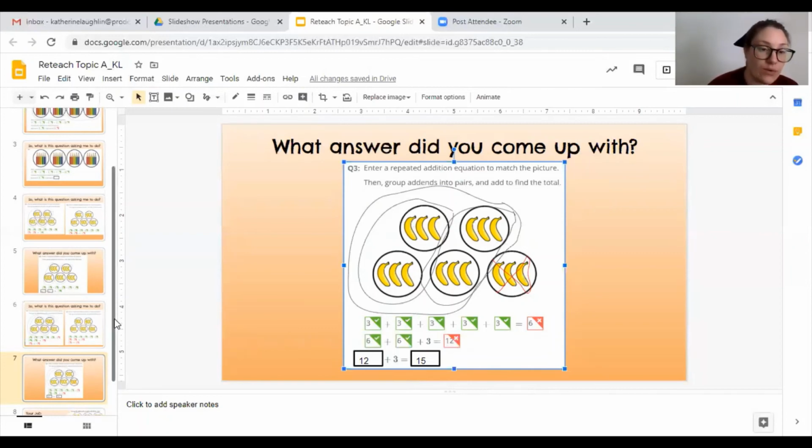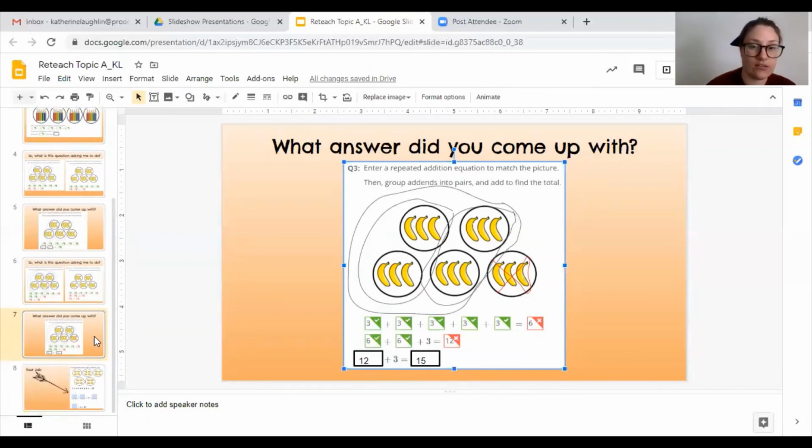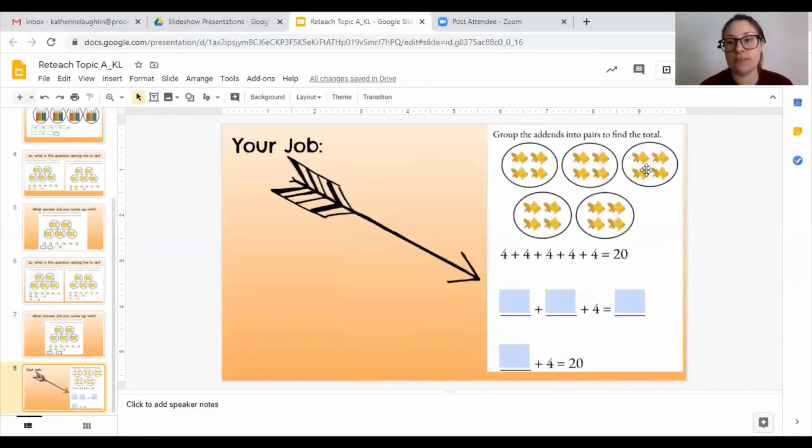I want to show you quickly what your assignment is going to look like, okay? Your job is to look at this picture of goldfish and group the addends into pairs. We have put the repeated addition equation here for you because, again, that wasn't the tricky part. The tricky part was grouping those addends into pairs. So, second grade, group the addends into pairs the first time, write your answer. Then group this pair of addends and find the total and fill it in.